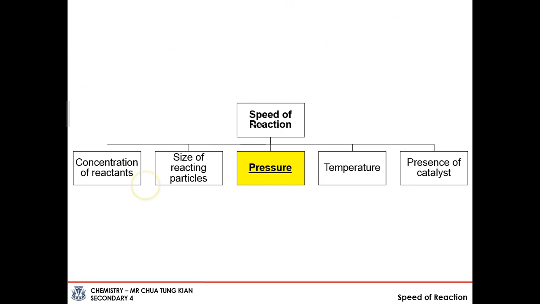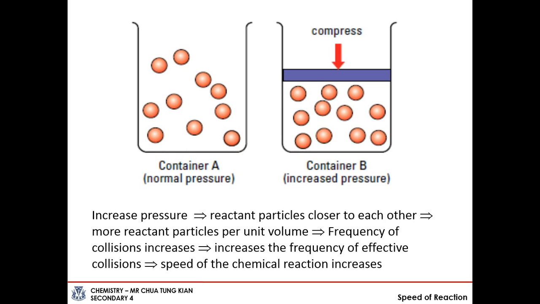The next factor which affects the speed of reaction is the pressure. If we change the pressure of a reaction mixture, we may be able to change the speed of reaction. But take note, this doesn't apply for every single reaction mixture, only particular ones. So let's take a closer look. So what happens when we increase the pressure? Assuming we have two gases in container A, and we have the same two gases in container B.